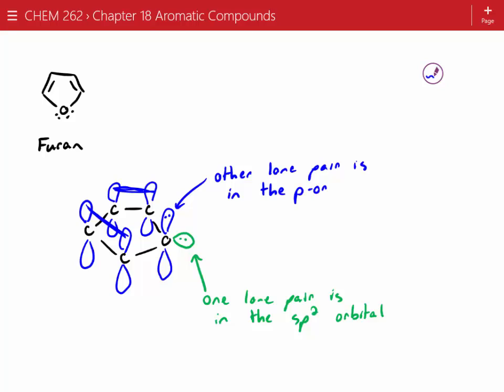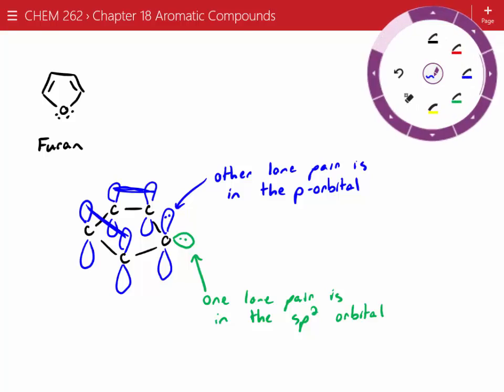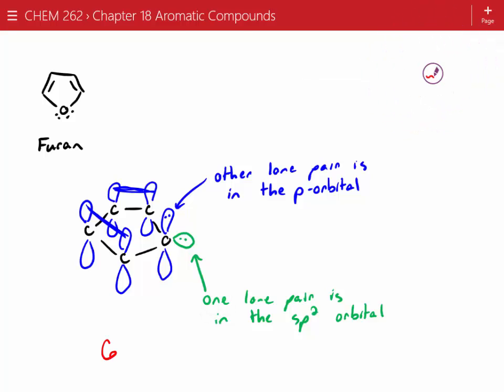The p orbital. And so if we're counting our 4n plus 2 pi electrons, do we ever count sp2 orbital electrons? No, because these can't be delocalized through the p orbitals that are next to it, right? They don't line up right. But if we look at this p orbital, it does. So how many pi electrons are in furan? 6, exactly. So if we look at furan, it has 6 pi electrons.